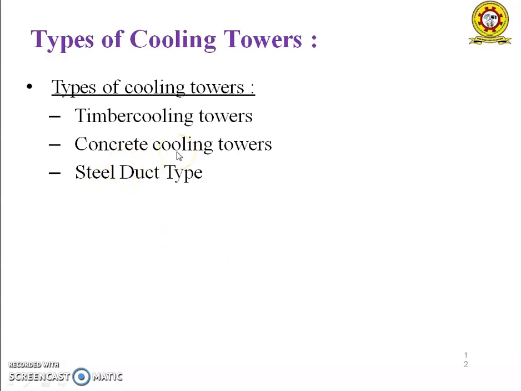Concrete cooling towers possess the following advantages: larger capacity, sometimes of the order of 5 into 10 to the power of 3 meter cube per hour, improved draft and air circulation, increased stability under air pressure, and low maintenance. And the third one is the steel duct pipe. This type of cooling tower is rarely used in modern power plants, occurring only with small capacity.